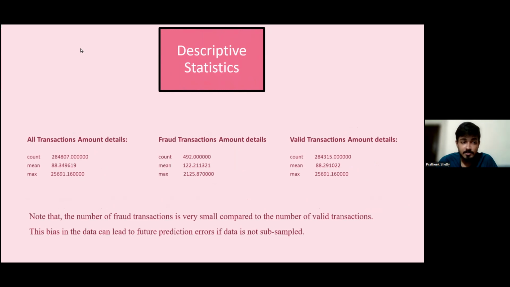I also applied descriptive statistics. On applying descriptive statistics, I got the following values for all transactions, fraud transactions, and valid transaction amount details. Here you can see the mean of fraud transactions is greater than the mean of valid transaction amounts. But what is important to note here is that the number of fraud transactions is very small compared to the number of valid transactions. This bias in the data can lead to future prediction errors if data is not subsampled.